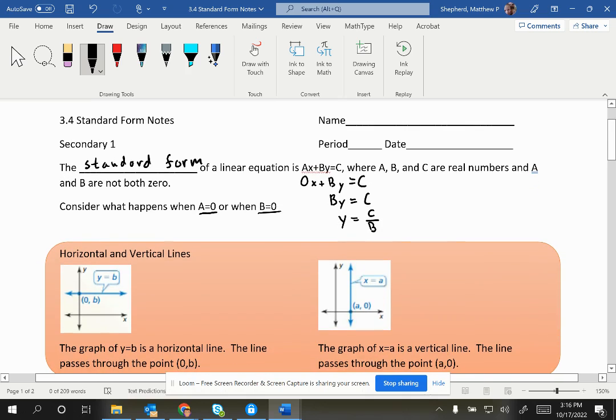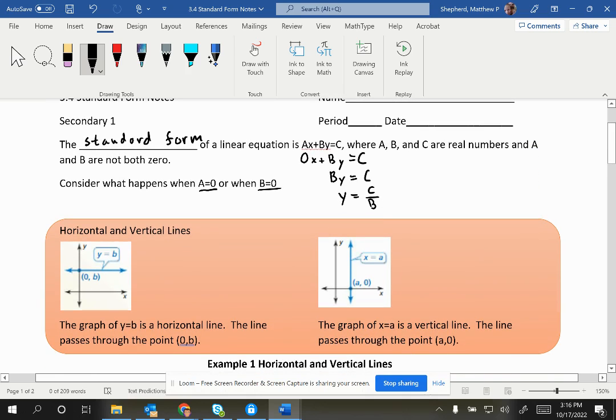Now down here, they give an example of what that looks like. If I have the equation y is equal to some number, what that does is it creates a horizontal line that is crossing y at that number. Okay, now the reason why it's horizontal is because we only have one condition. We have the condition that y be equal to b.